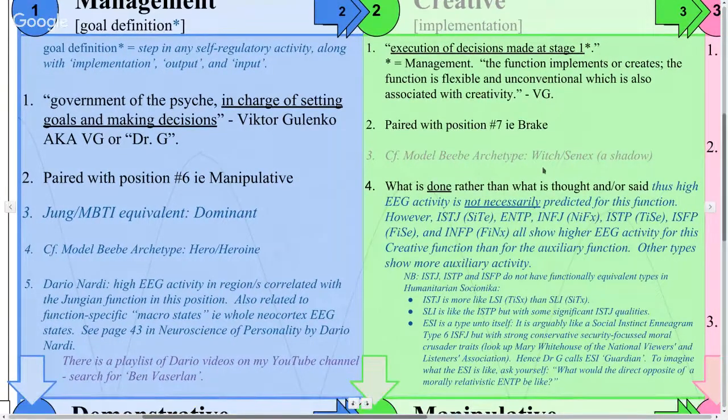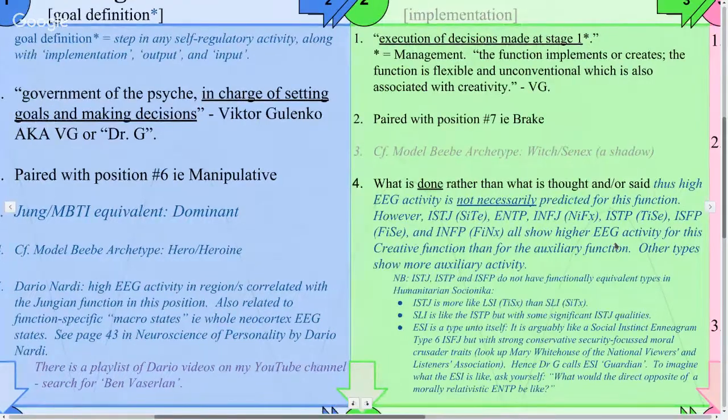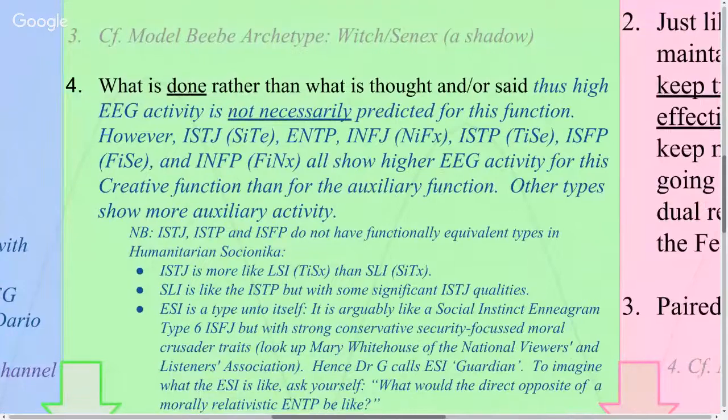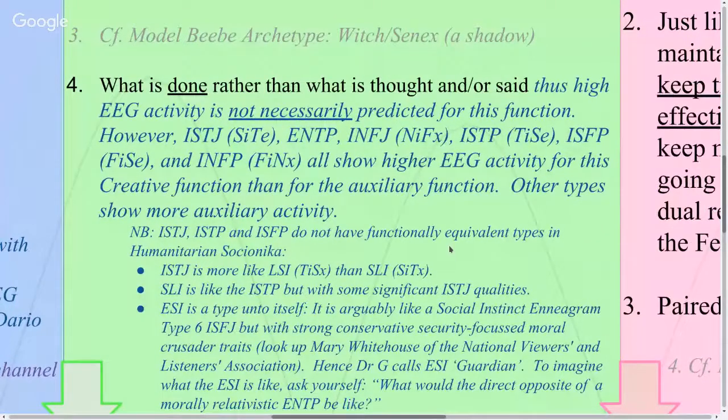Its equivalent is the shadow function, or Senex. This is about what is done rather than what is thought and or said. Thus, high EEG activity is not necessarily predicted for this function. However, ISTJ, SITE, ENTP, INFJ, NIFX, ISTP, TISE, ISFP, FISE, and INFP, FINX all show higher EEG activity for this creative function than for the auxiliary function. Other types show more auxiliary activity.